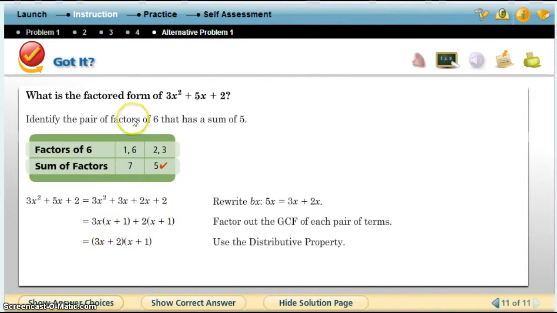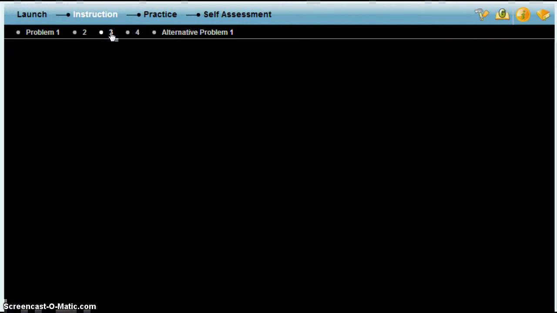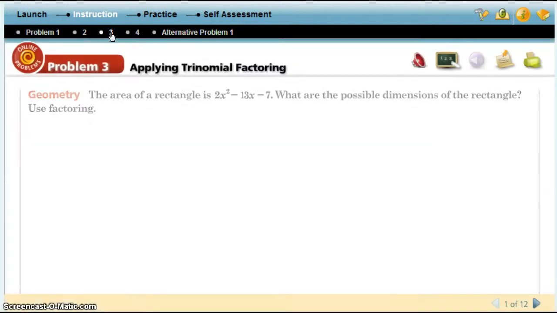All right, let's look at another example. In this problem, you will apply the process of factoring trinomials. The area of a rectangle is 2 times x squared minus 13 times x minus 7. What are the possible dimensions of the rectangle?